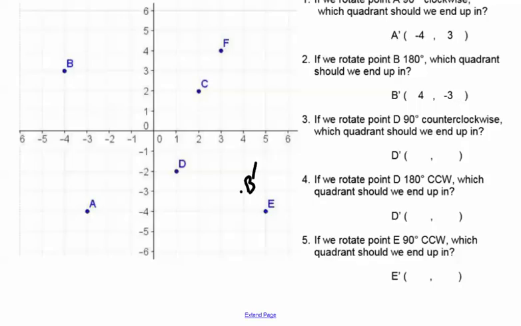Okay? For the next one, all right, we are now going to rotate point D, so here's D, 90 degrees counterclockwise. So counterclockwise, remember, goes to the left. It's the opposite of the clock. 90 degrees gets you next door. So we should end up in this quadrant. Okay, so quadrant 1. So we make a little note of that. We should end up in quadrant 1 over here.